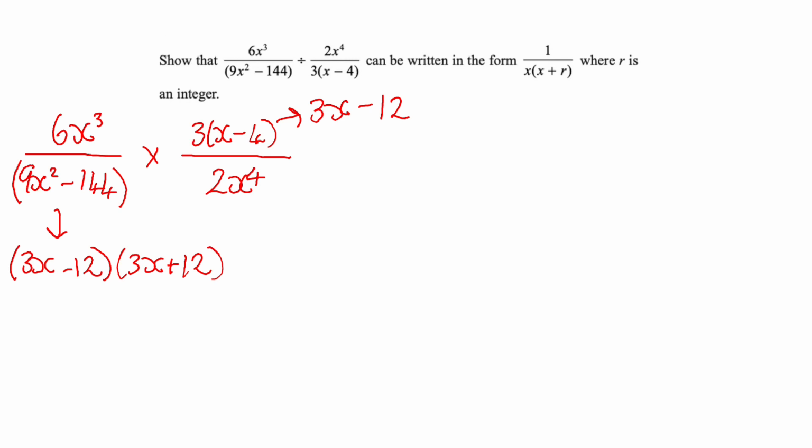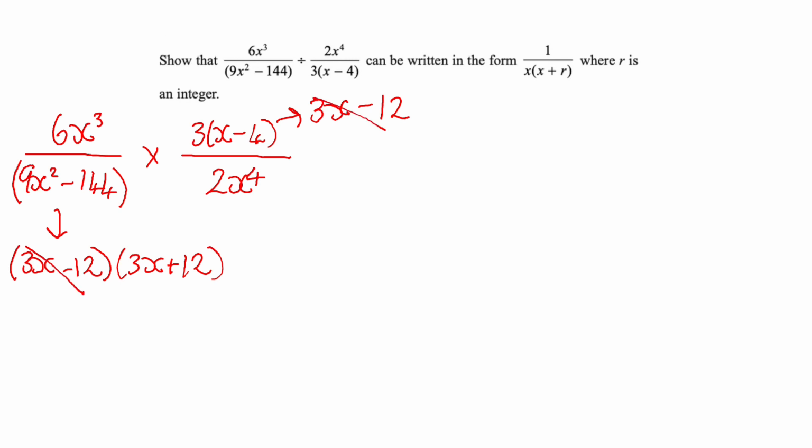Now thinking back to our rules of fractions generally, if it is multiplication, we can look diagonally to see if we can do any simplifying. Now we have a 3x minus 12 here and a 3x minus 12 here. So those can now cancel each other out.